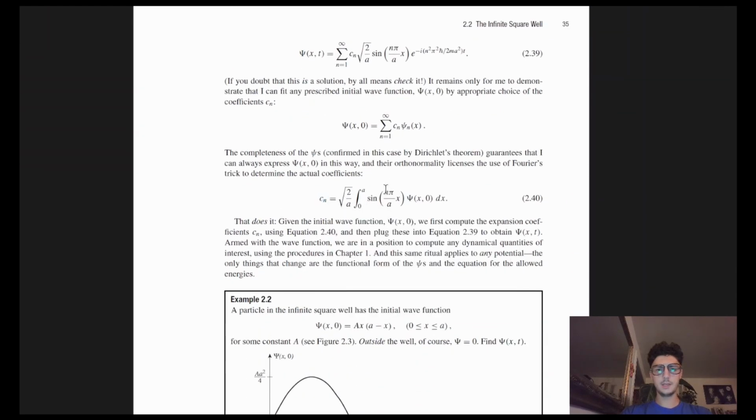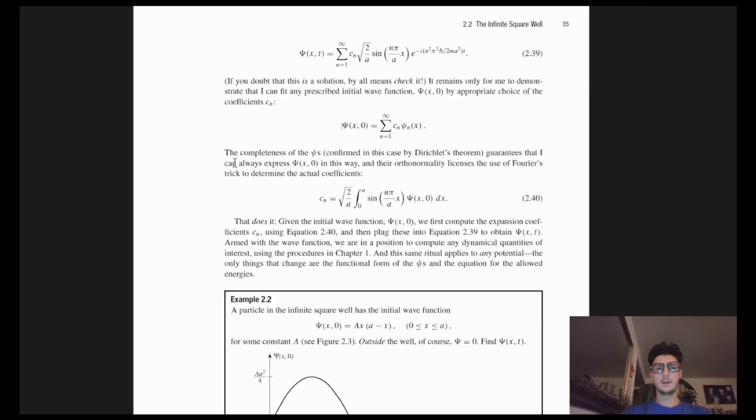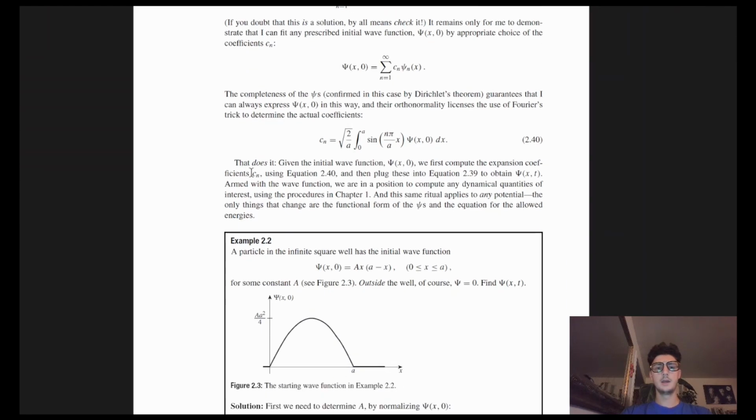Cn, here we put this equation here, which we found earlier: normalization constant, sine, and then we multiply it by our original wave function. The completeness of the psi's, confirmed in this case by the Dirichlet theorem, guarantees that I can always express psi of x at t equals 0 in this way, and their orthonormality licenses the use of Fourier's trick to determine the actual coefficients. That does it.